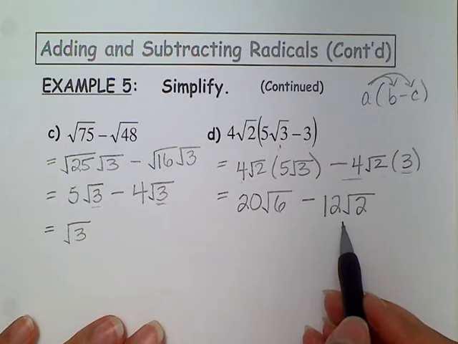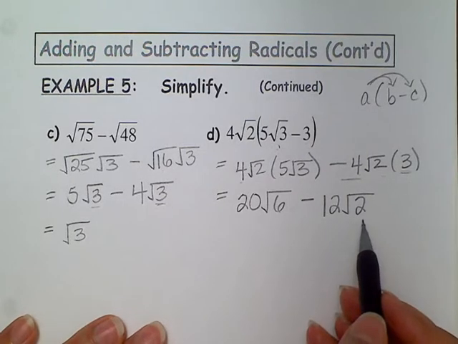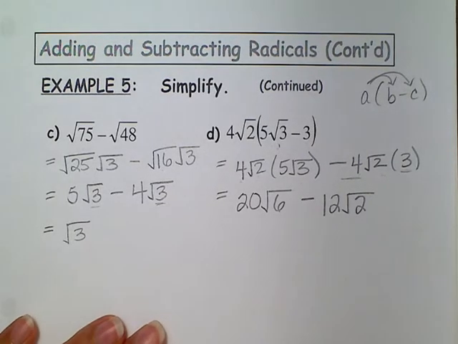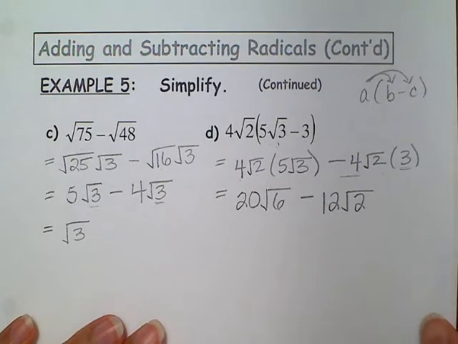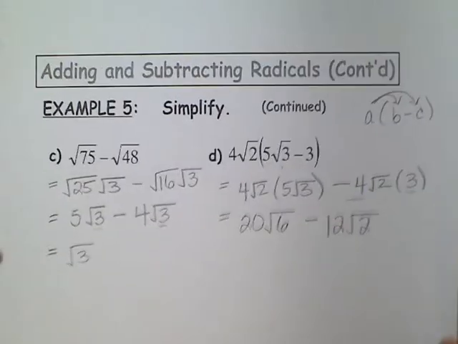And if I look at these, if I can simplify the radical part so that the terms are like terms or like radicals, then I would combine them. But in this case, I can't simplify them. So this is as simplified as it gets. Okay, we have one more example.